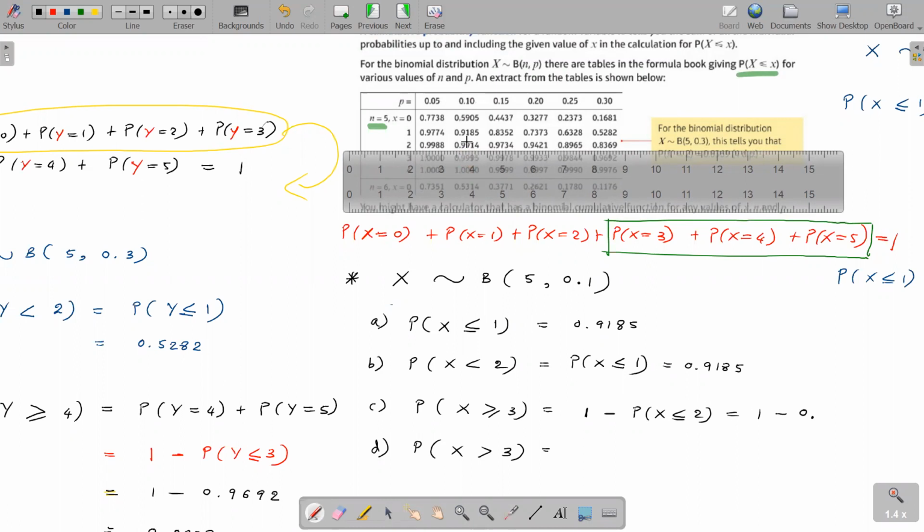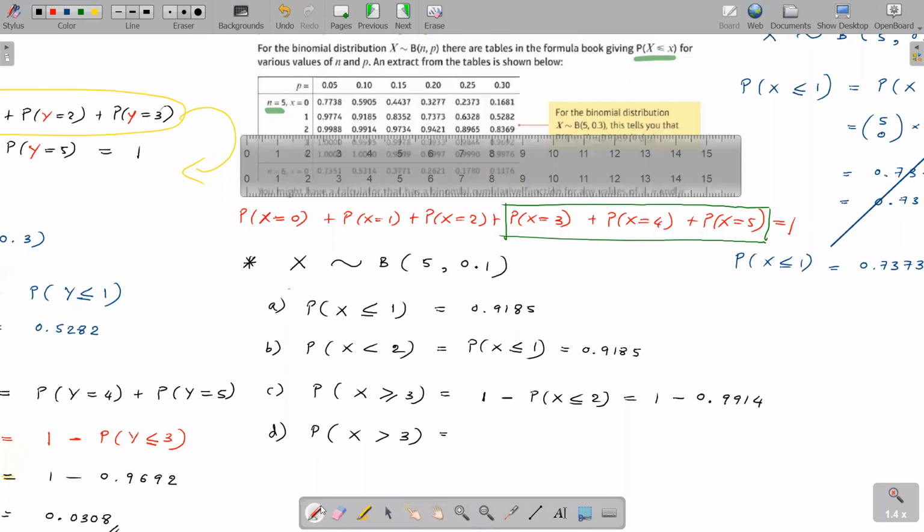Guys, what's the value here? So x equal to 2 is 0.9914. Can I know the answer? 1 minus 0.9914 is how much? 0.0086, or 8.6 times 10 to the power minus 3. Is this clear? Okay, guys, the next question.